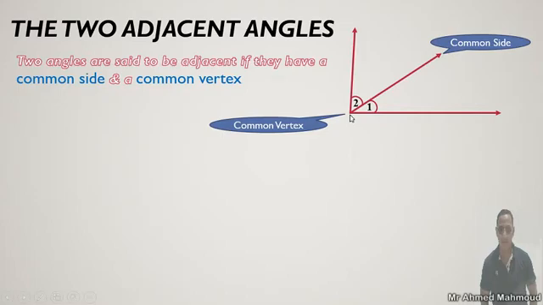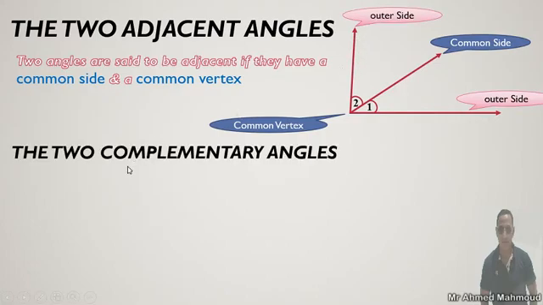Then the two adjacent angles are two angles next to each other or beside each other, in which they must have a common side in between, and they must have the same vertex, which is called the common vertex. Okay, and this line is called outer side, and this line is called outer side. Next, we have the two complementary angles. Then the first relation with us is the adjacent angles. The second relation is the two complementary angles.